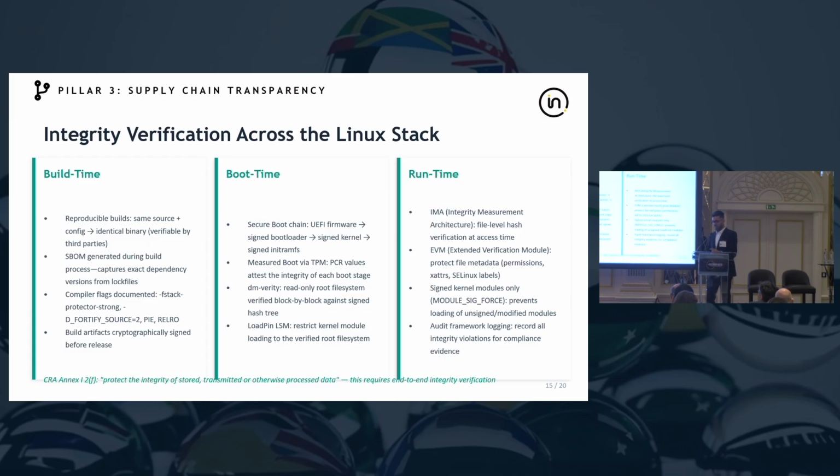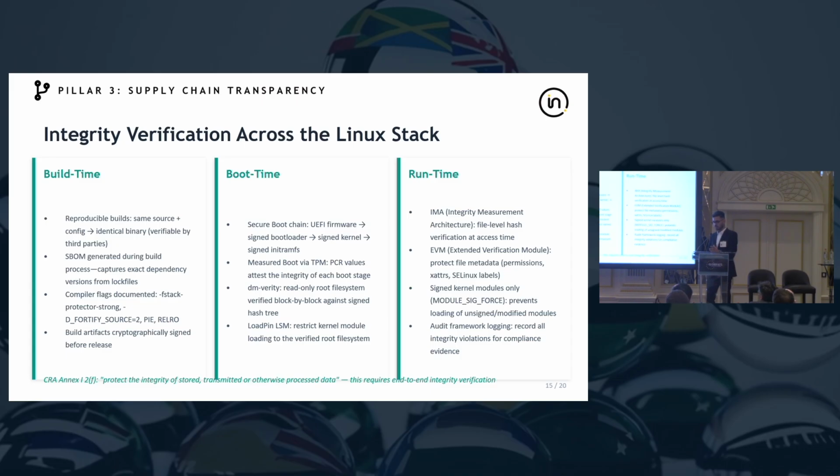Next is runtime integrity. Your Integrity Measurement Architecture, IMA, can provide you file-level hash verification at access time. So every time a file is opened for execution or reading, IMA checks its hash against a signed policy. And EVM is your Extended Verification Module. This will protect your metadata, your permissions, your extended attributes, SELinux labels, everything. Together, they ensure that even if an attacker gains access, they cannot modify the system files without detection.